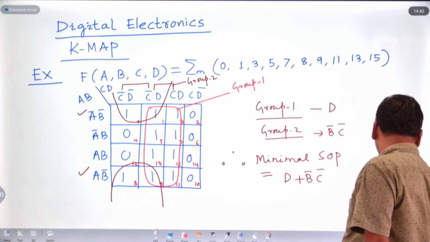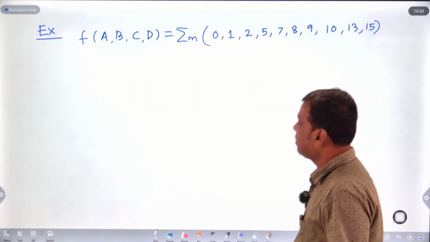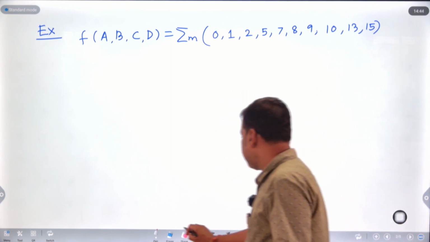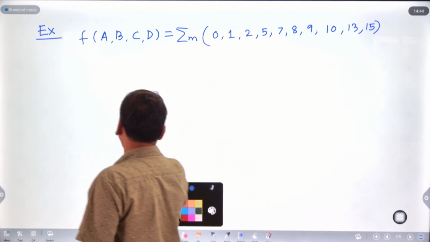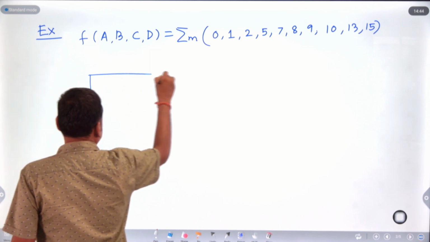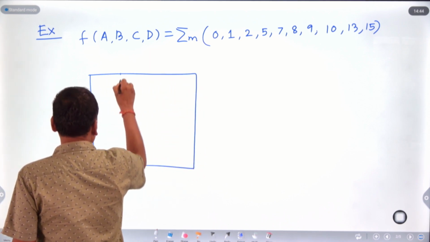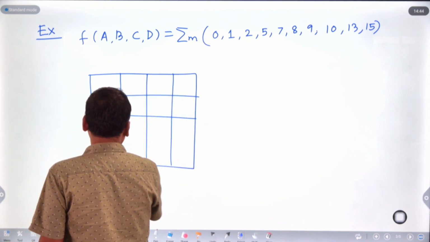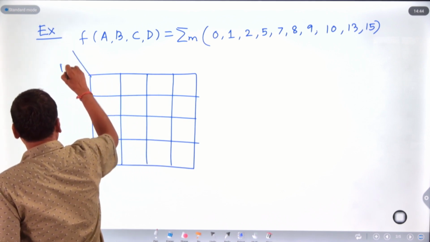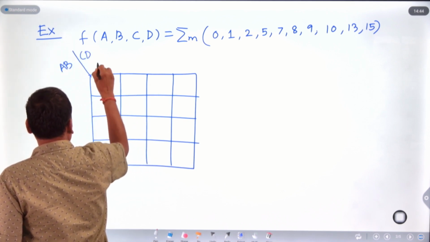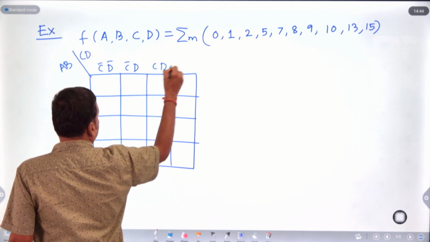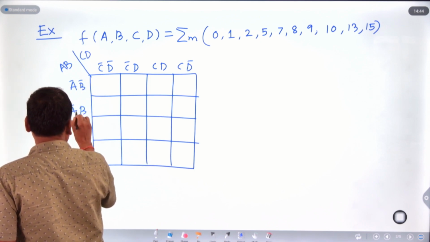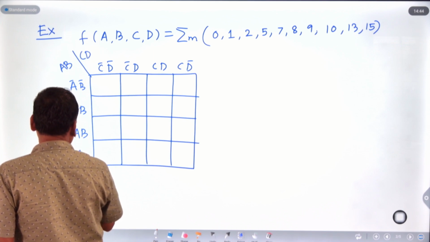So next example: simplify this logic expression using K-map. How do we simplify it? Since it is a 4-variable expression, as usual, first construct the 4-variable K-map, which has 16 squares. So this is your AB and this is your CD, and here A bar B bar, A bar B, AB and AB bar.